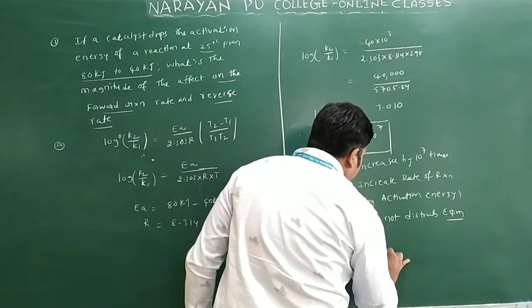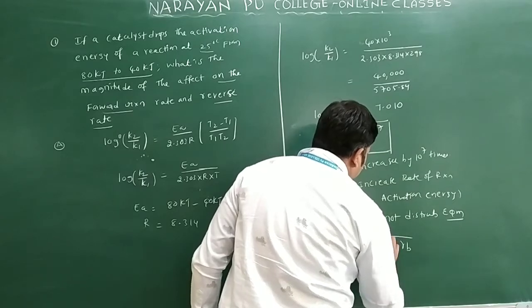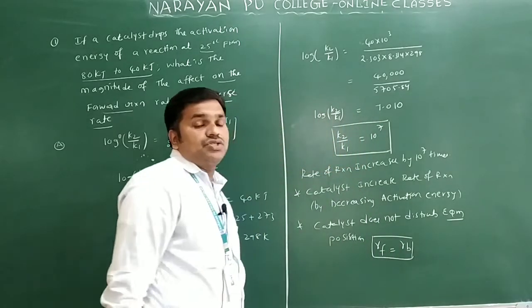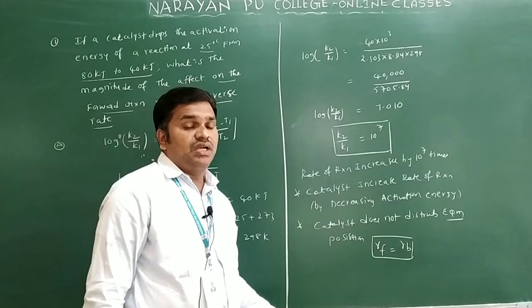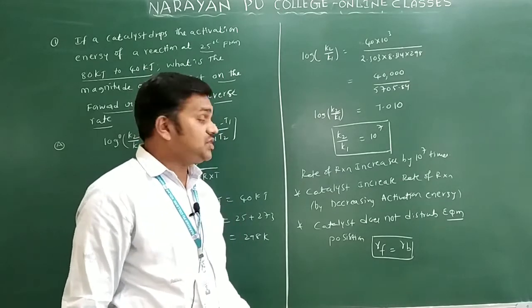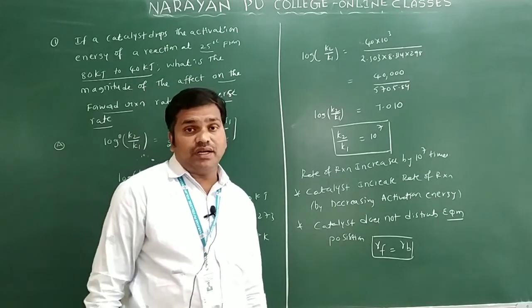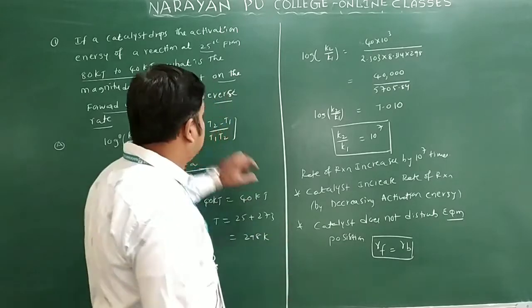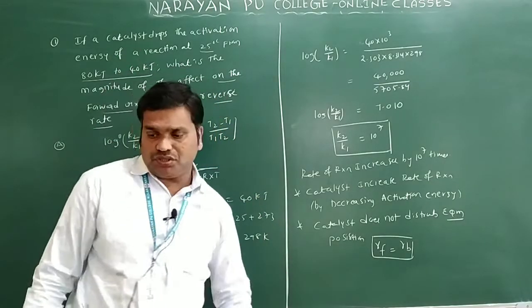At equilibrium position, rate of forward reaction is equal to what? Rate of backward reaction. So the rate increases by 10 power 7 times, and the rate of forward reaction is equal to the rate of backward reaction. Clear? So this is the answer for this question.